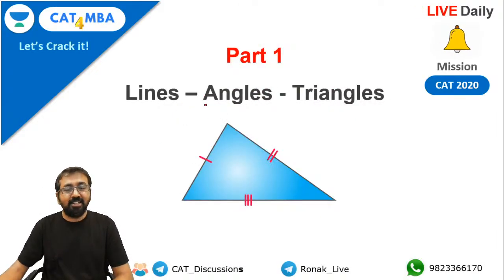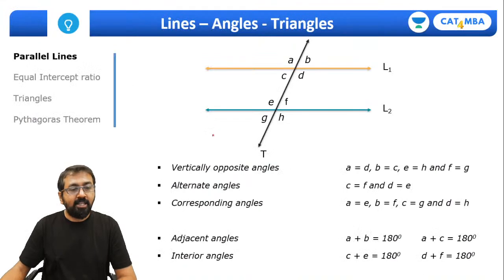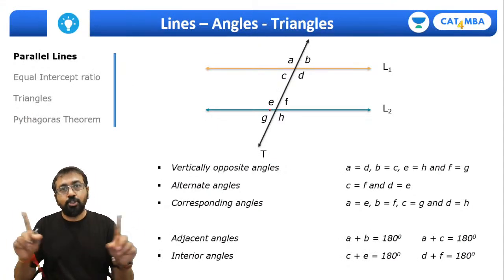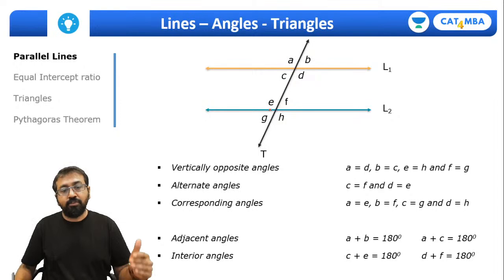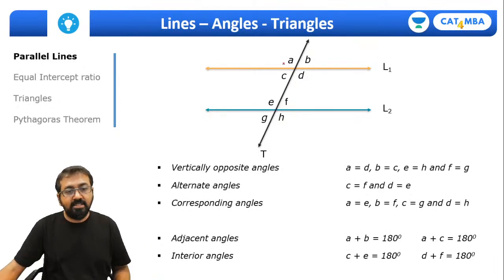So the first part that we are going to revise is, as I mentioned, lines, angles and triangle. So let's quickly run through all the important points related to this topic. First, of course, you need to know about the transversal. When there are two parallel lines, and a third line cuts these two parallel lines, we call it a transversal. And when there is a transversal, 8 angles are formed.